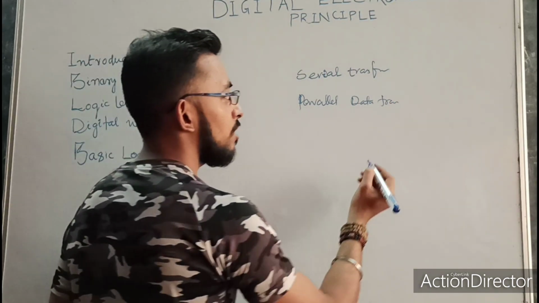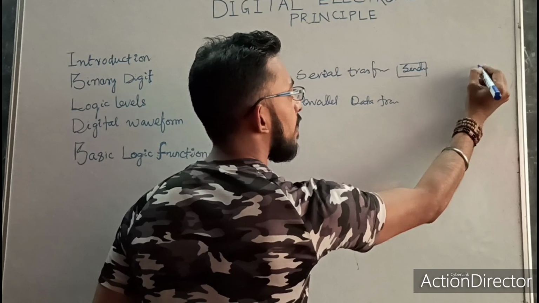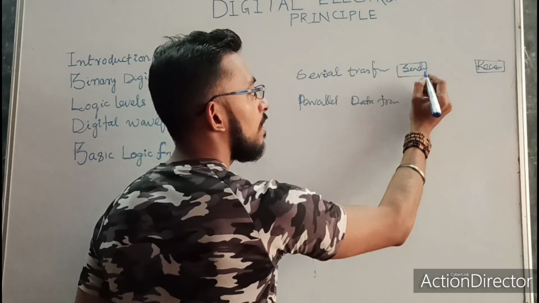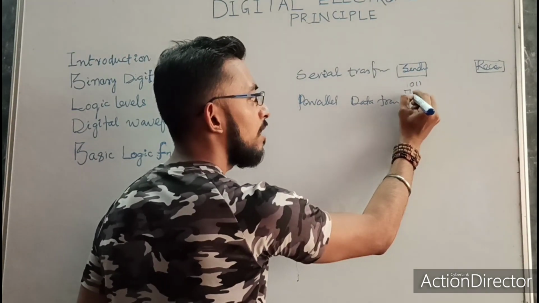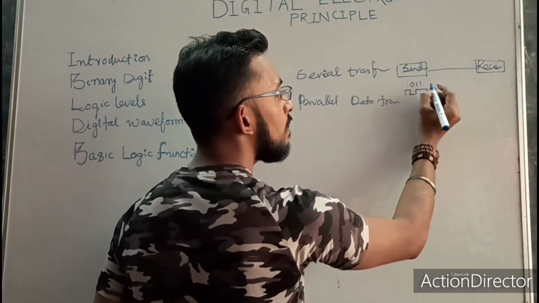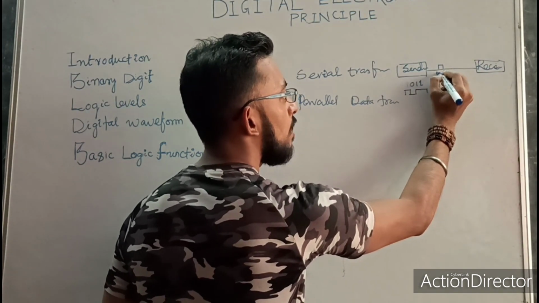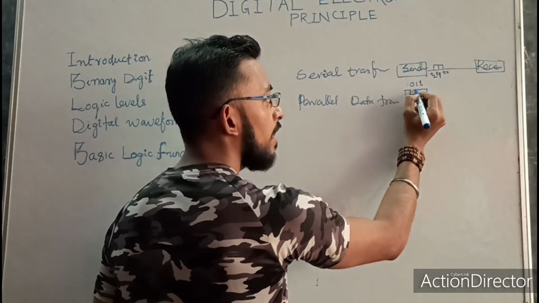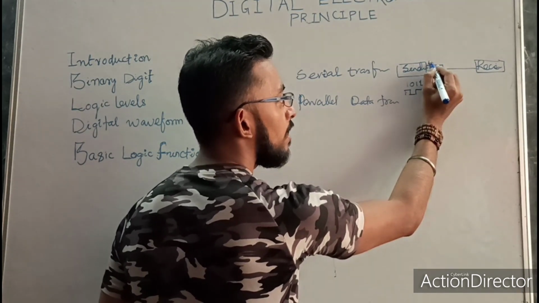What do you mean by serial data transfer? If this is the sender end and here is the receiver end, here I have to send the data and here I have to receive. Suppose I want to send the bits 1011. How will it be sent? First it will send the 1, which takes time t0 to t1. Then the next one takes t1 to t2. Then it takes the value 0, which is t2 to t3, and then the next one takes t3 to t4.